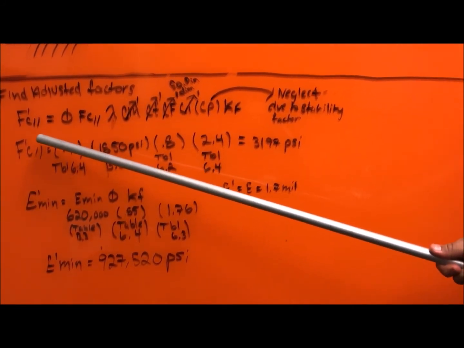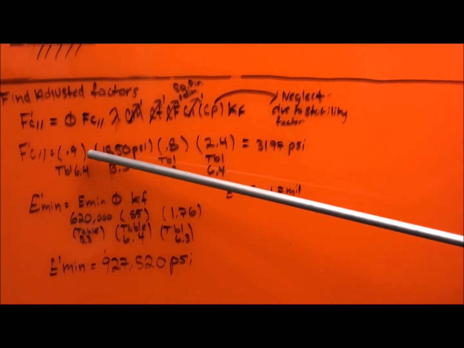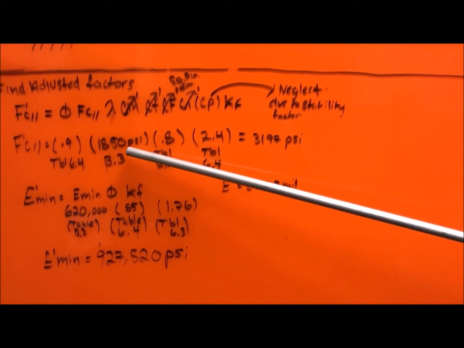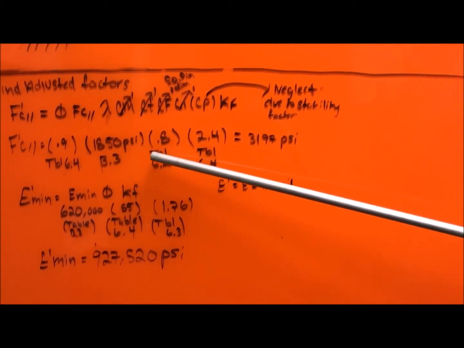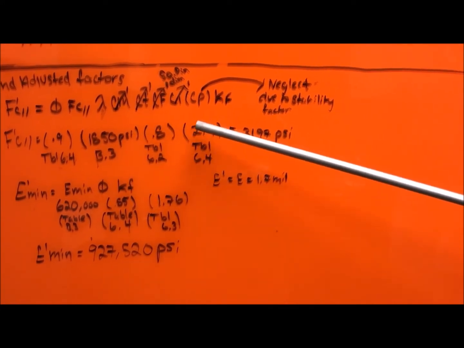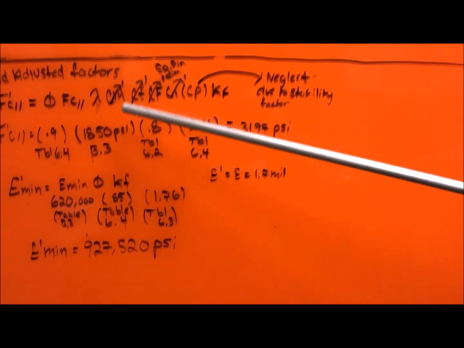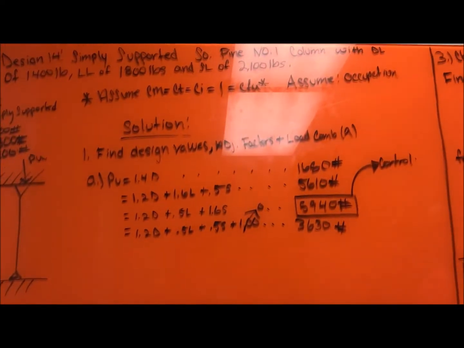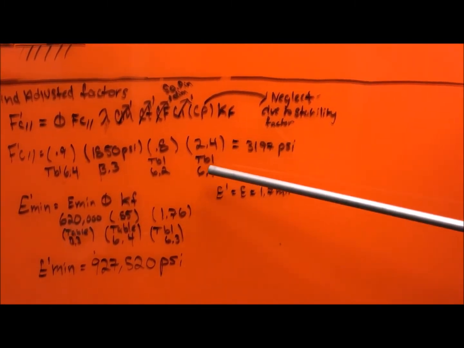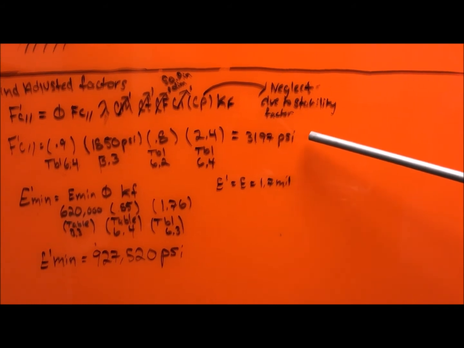That being said, F prime C parallel will equal, for phi will equal 0.9, and that can be found on table 6.4. FC parallel is 1,850 psi. That one can be found on B3. And then for lambda, we'll be using 0.8. Like we said, we can find that on table 6.2, and we're also going to say that because we're assuming it's for occupation, for KF, we're going to use 2.4, and that can be found on table 6.4. This will equal out to 3,197 psi.